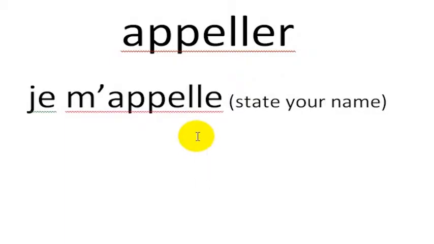the name of Jonathan. So you don't really say my name is, you say je m'appelle, and that is your way of saying I am called this name. Je m'appelle Jonathan, but you would put your name in there. And that's how you say my name is in French.